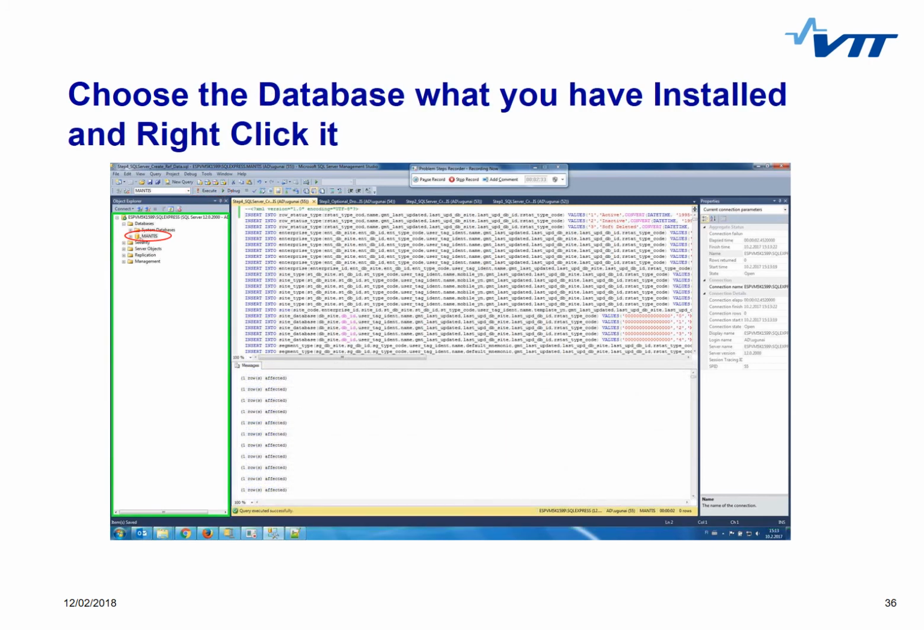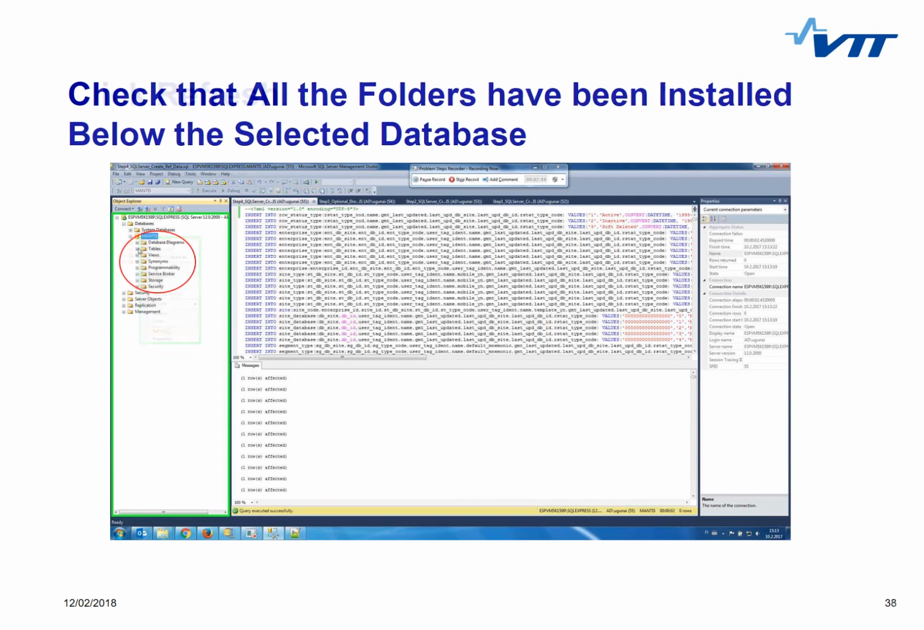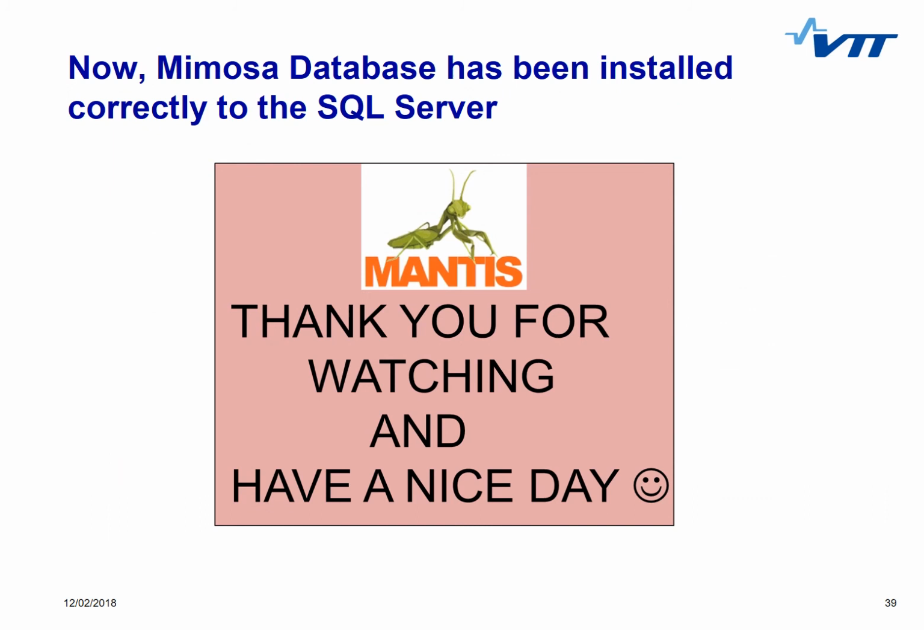Choose the database you have installed and right-click it. Click Refresh. Check that all the folders have been installed below the selected database. Now MIMOSA Database has been installed correctly to the SQL Server.